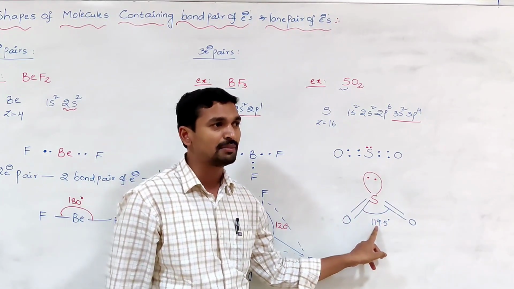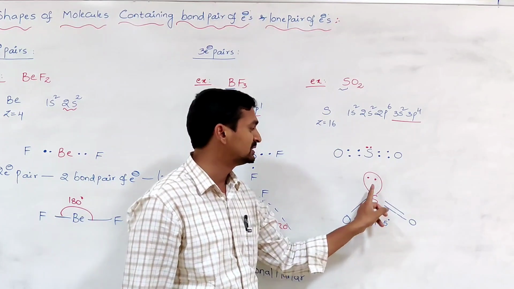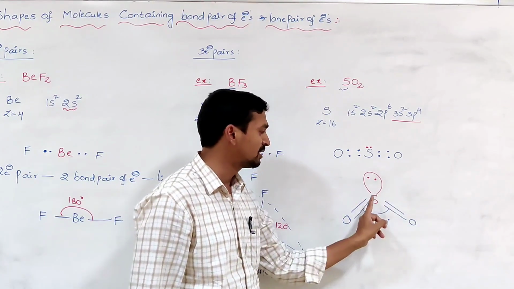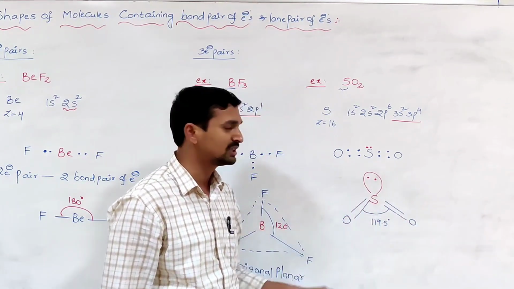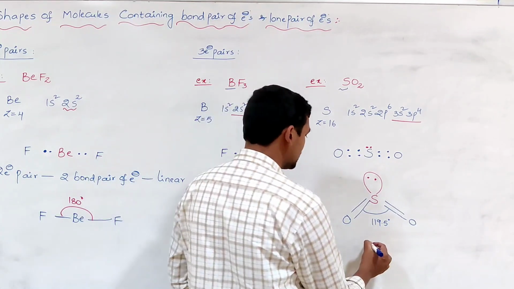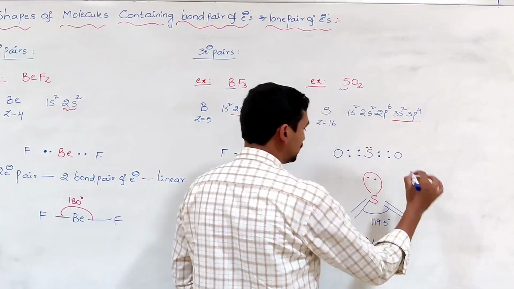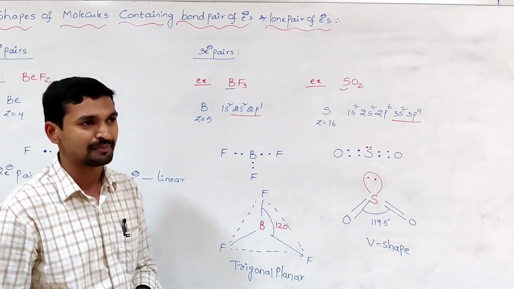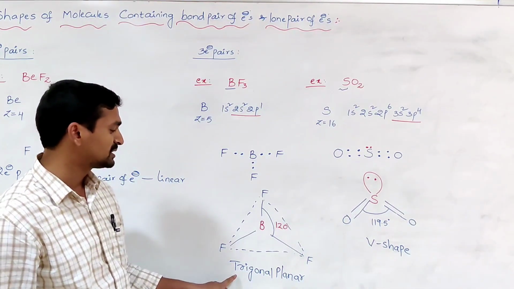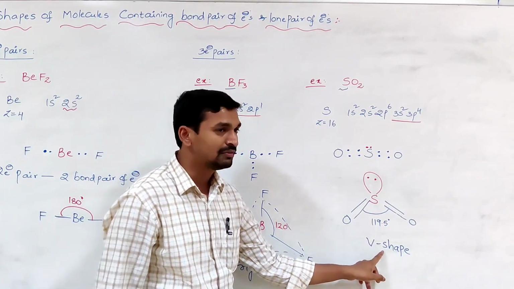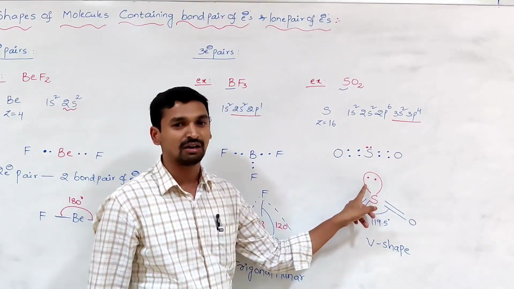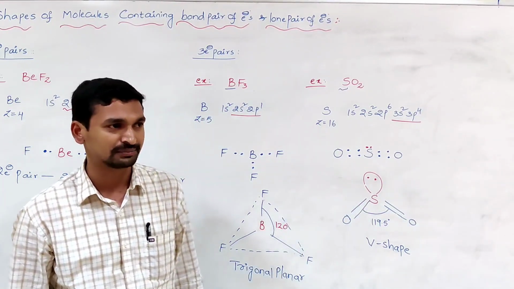But for molecular geometry, we need to consider only the bonds. The bonds are oriented in space with a shape, what is that? V shape. So here, the shape of this SO2 molecule is V shape. So the geometry is distorted from trigonal planar to V shape because of the presence of the lone pair of electrons.